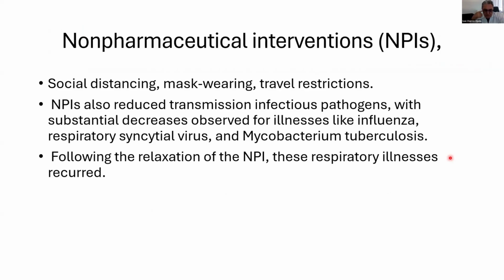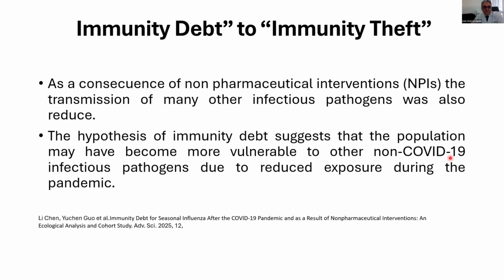As a consequence, these NPIs also reduced transmission of many other infectious pathogens, with substantial decreases observed for illnesses like influenza, respiratory syncytial virus, and Mycobacterium tuberculosis. However, a resurgence of these respiratory illnesses occurred after NPI relaxation. This rebound led researchers to propose the immunity debt hypothesis.